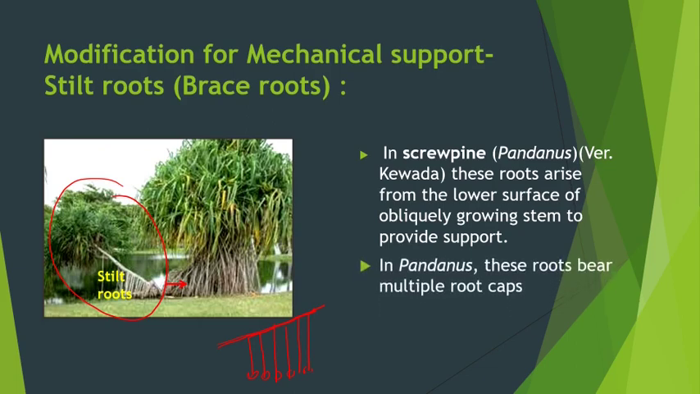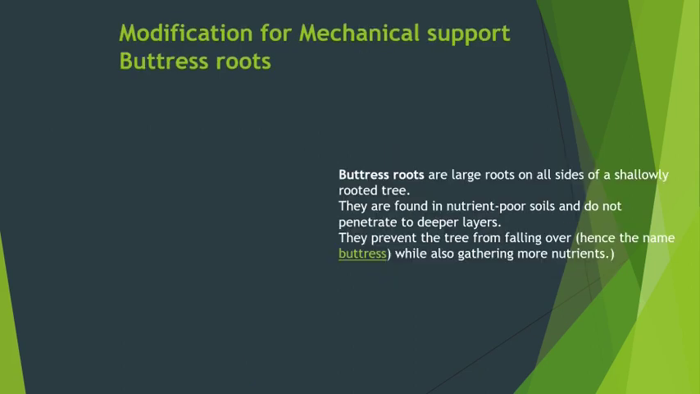In Pandanus, this root bears multiple root caps. Can be asked in MCQ. Multiple root caps are found in Pandanus, Kevada. It is also called screw pine because of so many stilt roots, and it bends on one side. So they are also providing mechanical support, brace roots.